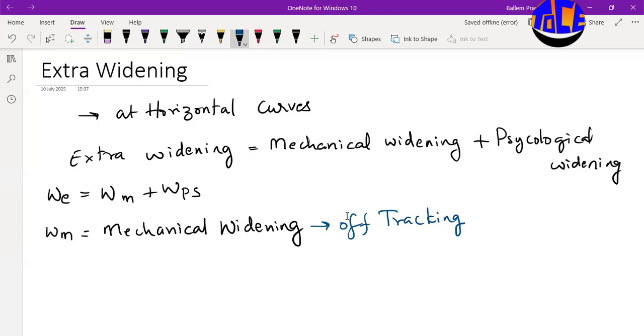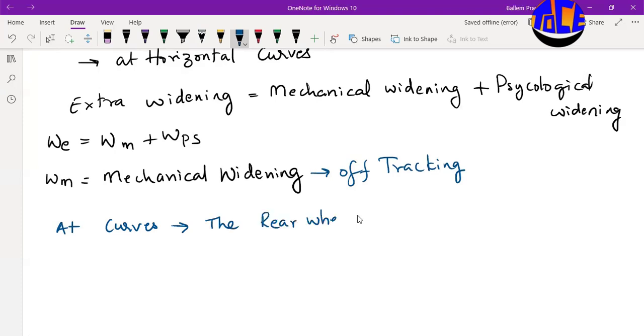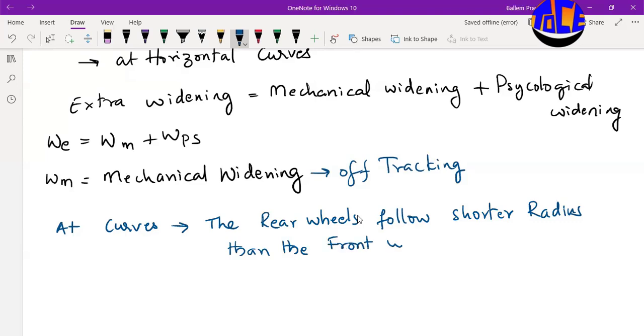So what is off tracking? At horizontal curves, off tracking takes place. Off tracking means the rear wheels will follow a different path than the front wheels. Generally on a straight path the rear wheel follows the front wheel path, but at horizontal curves the rear wheel follows a different path, of shorter radius than the front wheel. That means the front wheel has a larger radius than the rear wheels.